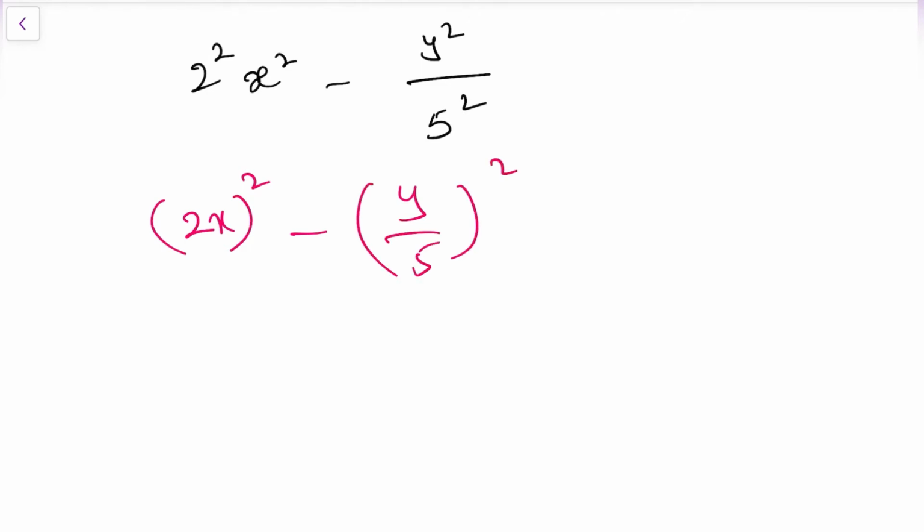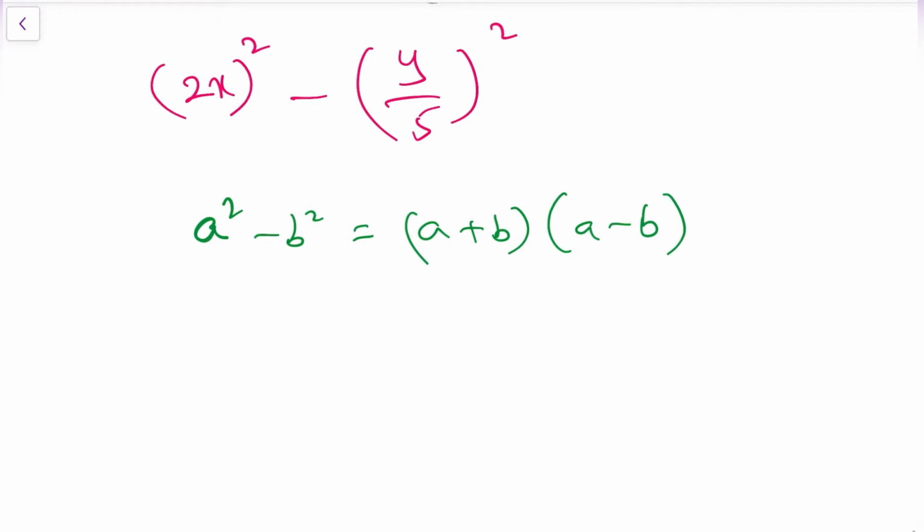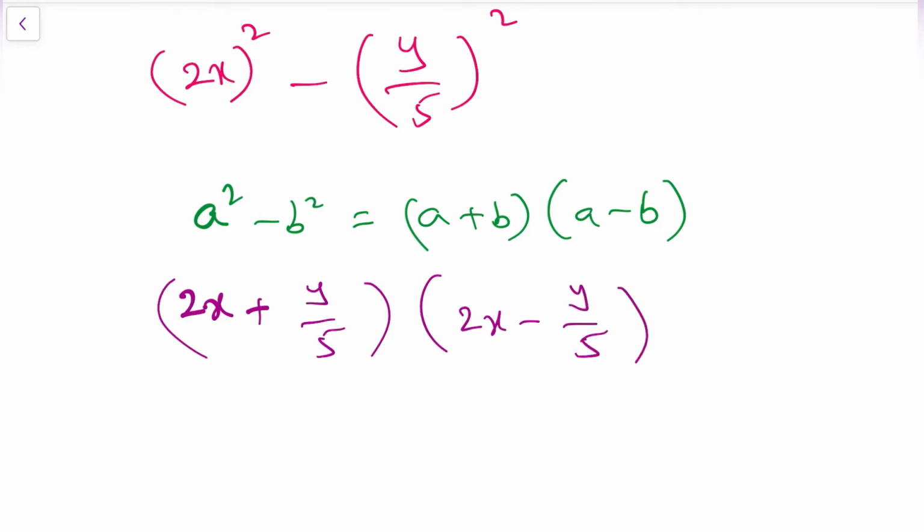Now if we observe this clearly, this is in the form of a² minus b². So a² minus b² is equal to (a plus b) into (a minus b). In this same way, (2x)² minus (y/5)² will become (2x plus y/5) into (2x minus y/5). Next, let us check the fourth question.